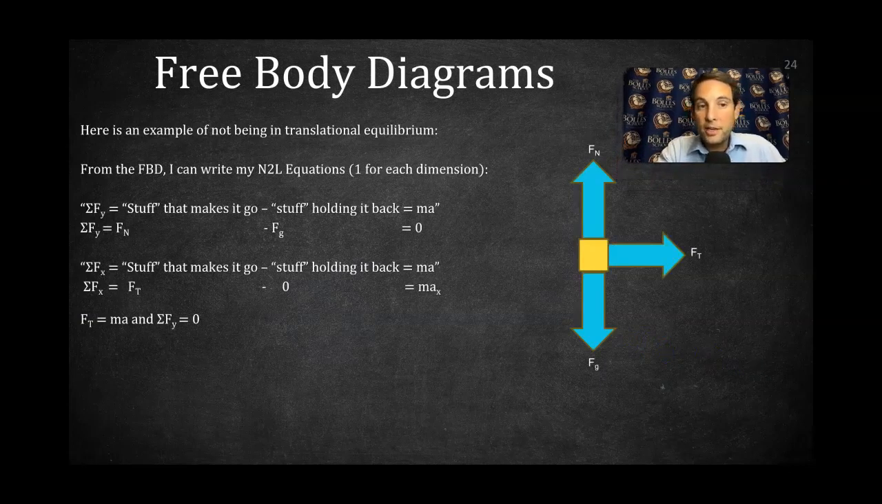From the free body diagram, I can write my Newton's second law equation. One equation for each dimension. One for the x and one for the y. Stuff that makes it go minus stuff holding it back equals mass times acceleration. So in the y direction, stuff that makes it go is our normal force, minus stuff holding it back is our weight force, equals mass times acceleration. And in the x direction, stuff that makes it go, our tension force, minus stuff holding it back equals mass times acceleration. There's nothing holding it back, so minus 0. And we get those two equations.